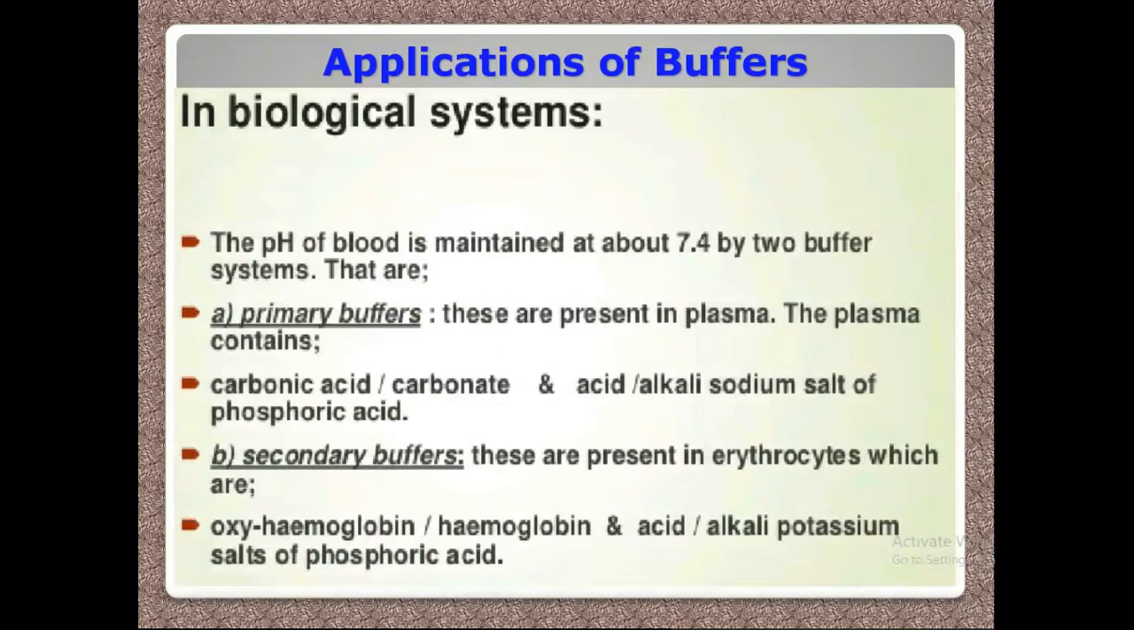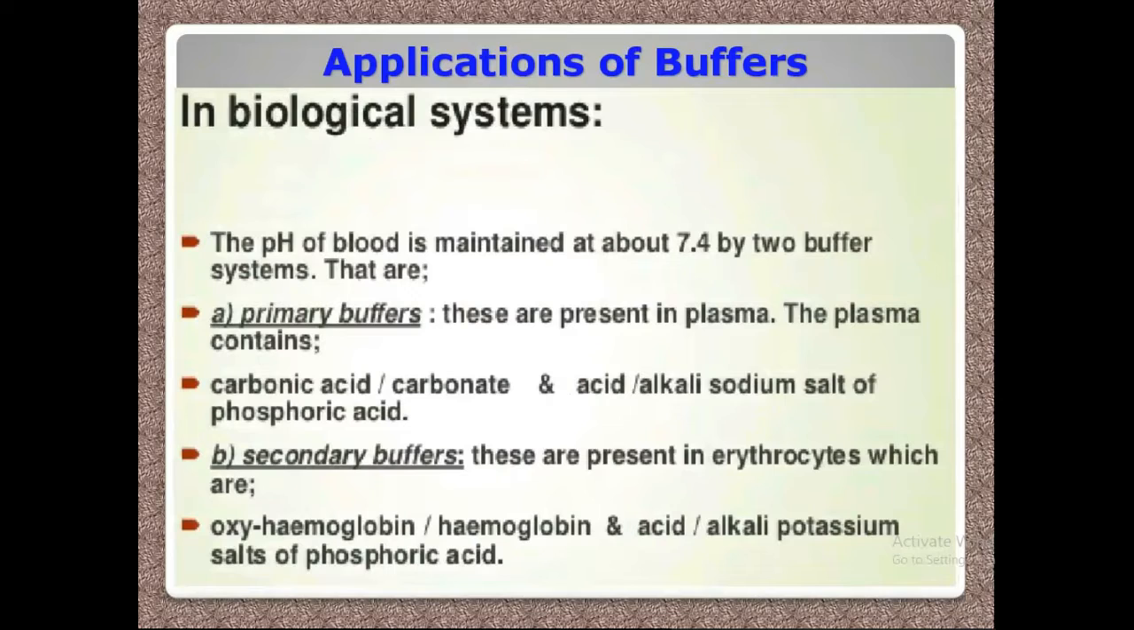Then applications of buffers. Buffers are used in various fields. First one, in biological systems, that is in our living system, in our body. What is the use of these buffers in our biological systems? The pH of blood is maintained. We know the pH of the blood is about 7.4. The pH of the blood is maintained at about 7.4 by two buffer systems that are already there in our body. It's a natural buffer system present in our body.